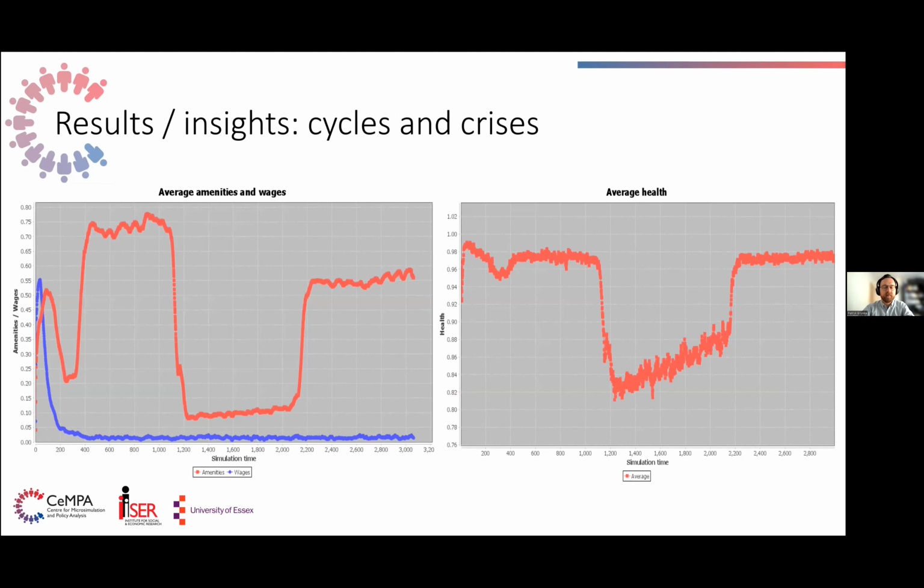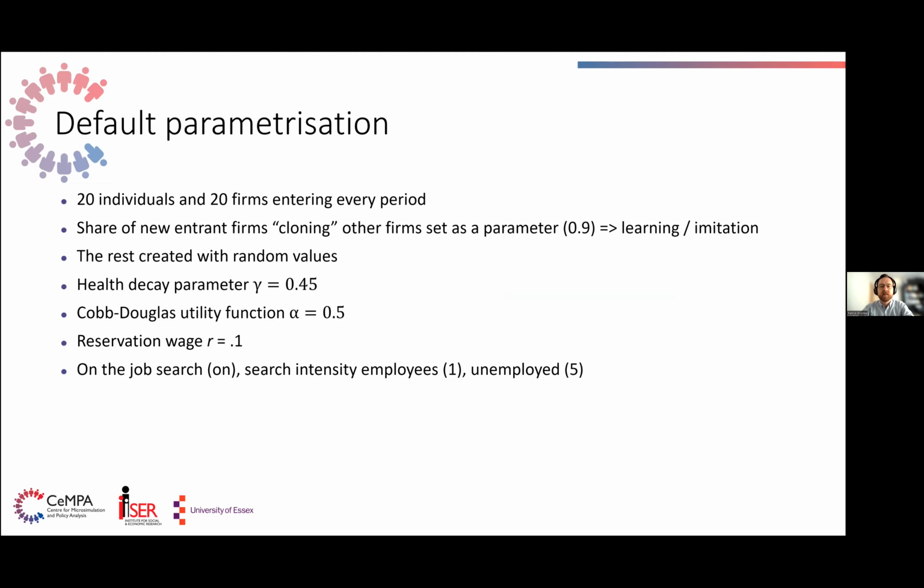The parameter alpha on the Cobb-Douglas utility function is equal to 0.5. We use a reservation wage of 0.1. So this generates a level of utility below which individuals will not work in the model. And we have on the job search, which allows employed individuals to look for a better job, and different search intensity between employees and unemployed individuals. Unemployed individuals sample more jobs than employed ones.